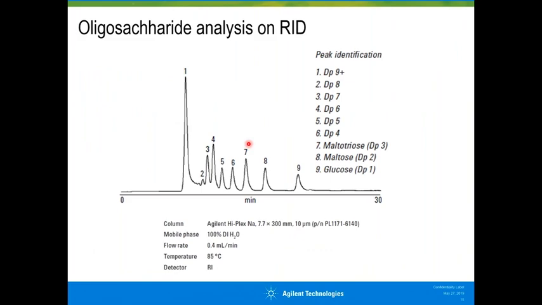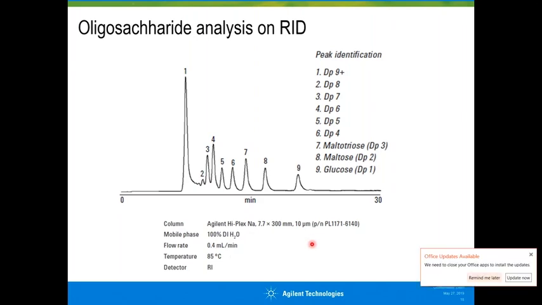Let's discuss the next application, again on RID, which is oligosaccharide analysis. If you can see here, again we have used a Hi-Plex column with water. And sugars, oligosaccharides from DP4 to DP9 plus were easily separated on this column. They're very well separated. Flow rate is kept at 0.4 ml. So all these isocratic modes are very good and essential to test sugar analysis. It's quite easy to do sugar analysis with this kind of technique.